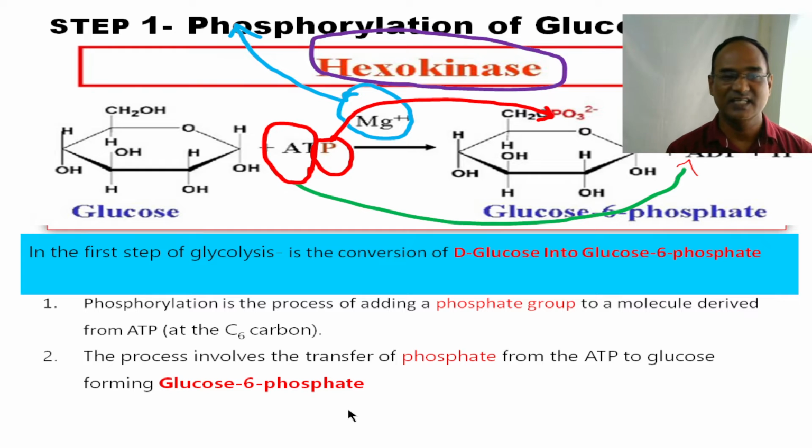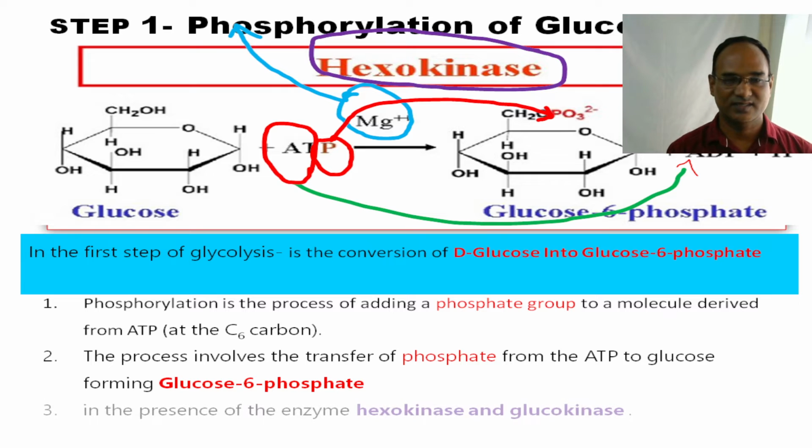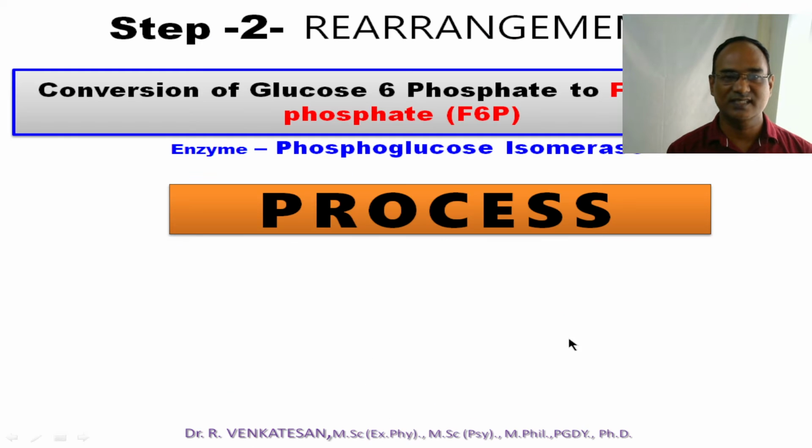This is a very initiative phase. This is a very crucial phase also. If it does not happen, definitely there will be no further reaction. In the presence of the enzymes hexokinase and glucokinase only, glucose will be converted into glucose 6-phosphate. This is the first stage. Let us discuss the second stage.